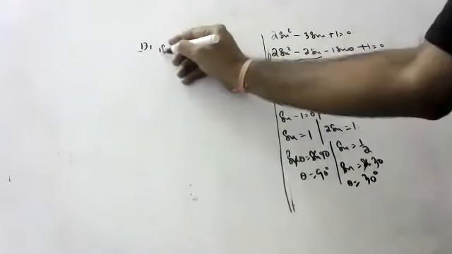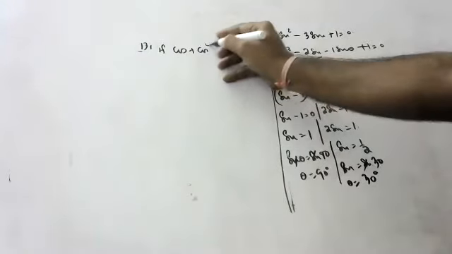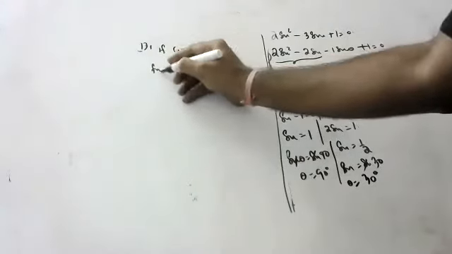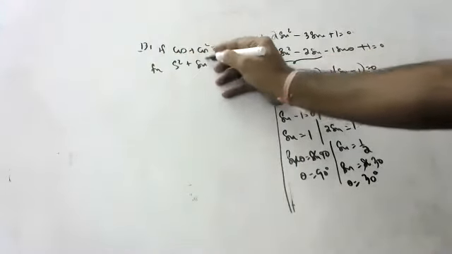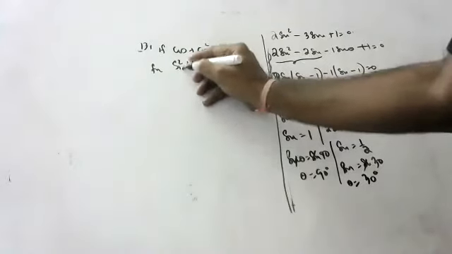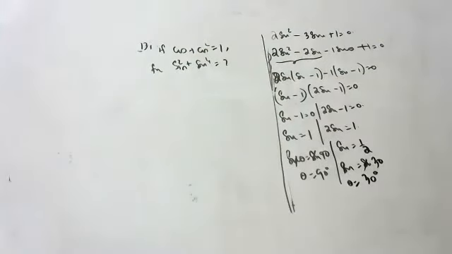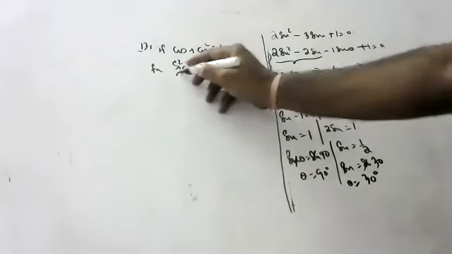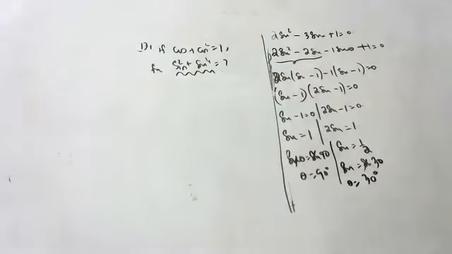So, if cos theta plus cos square theta is equal to 1, find sin square theta plus sin 4 theta. This is the question. Hasit, can you tell how to do this sum? Cos plus cos square is equal to 1. Find sin square plus sin 4.